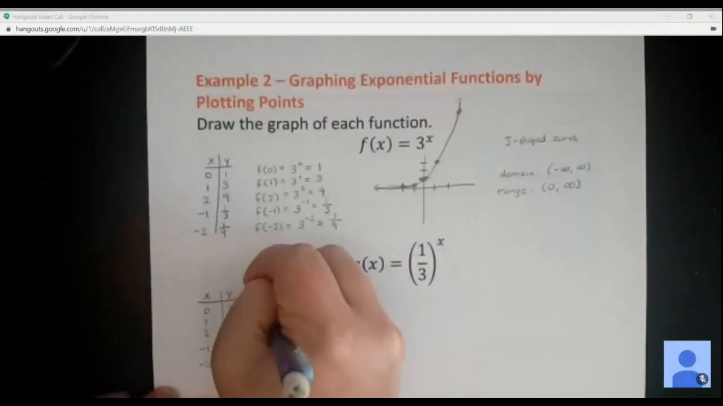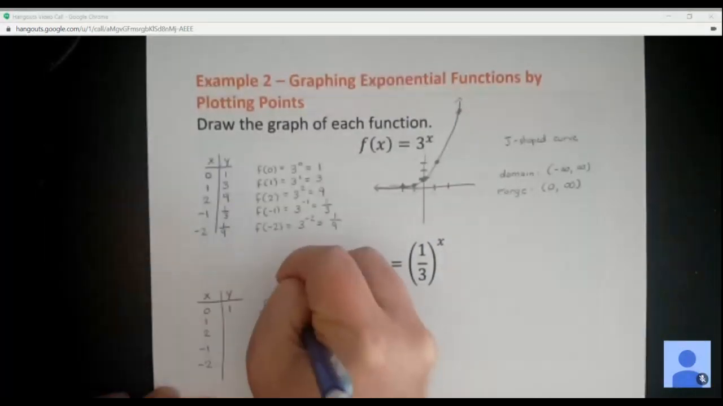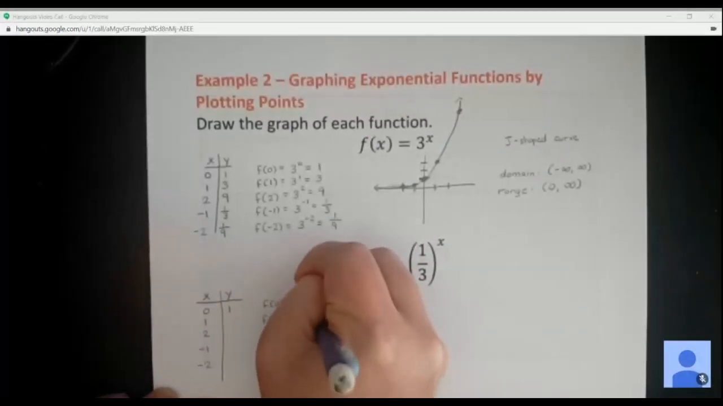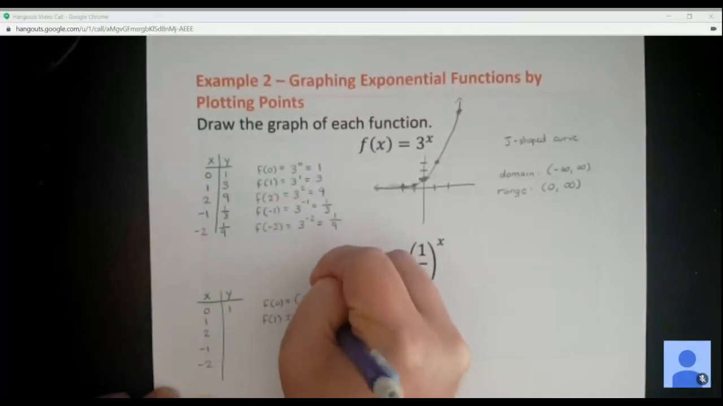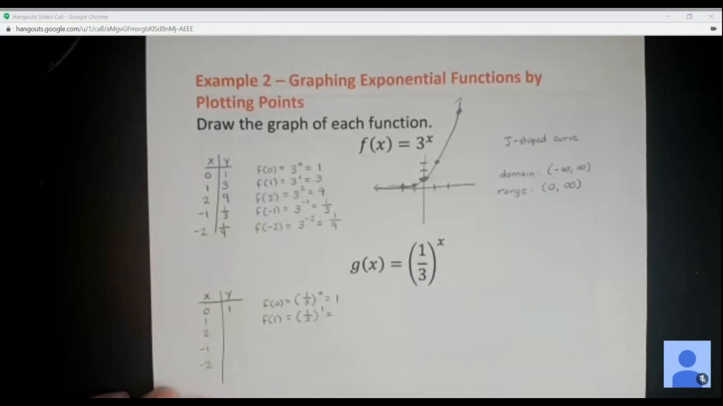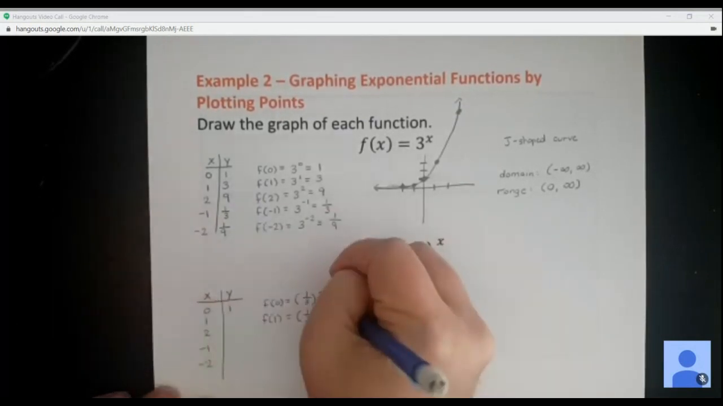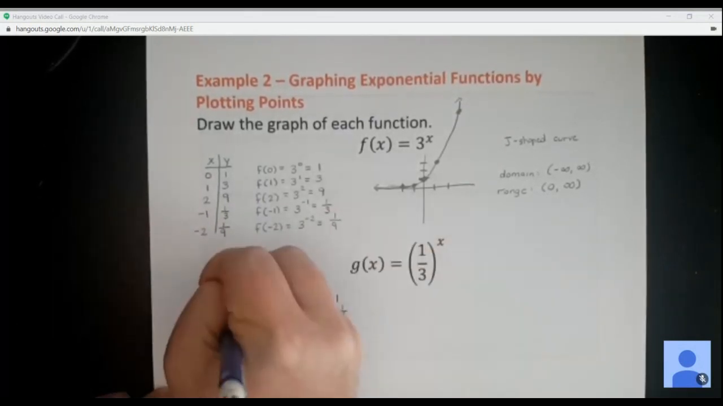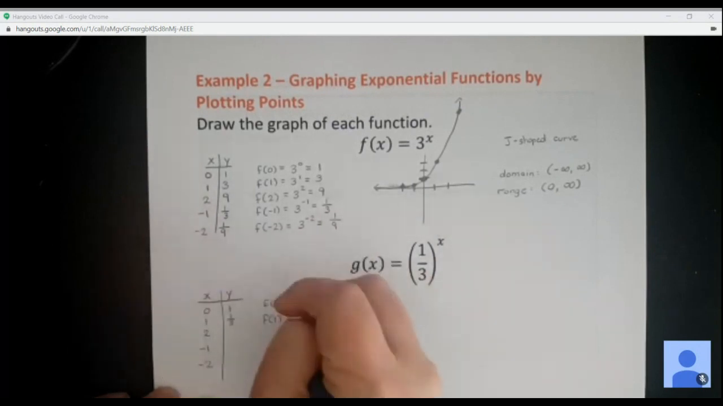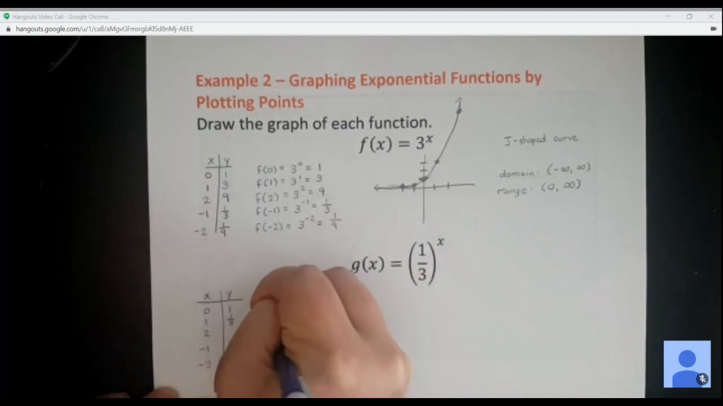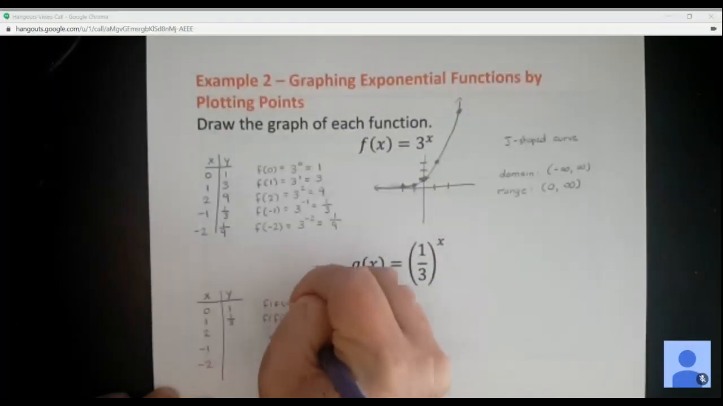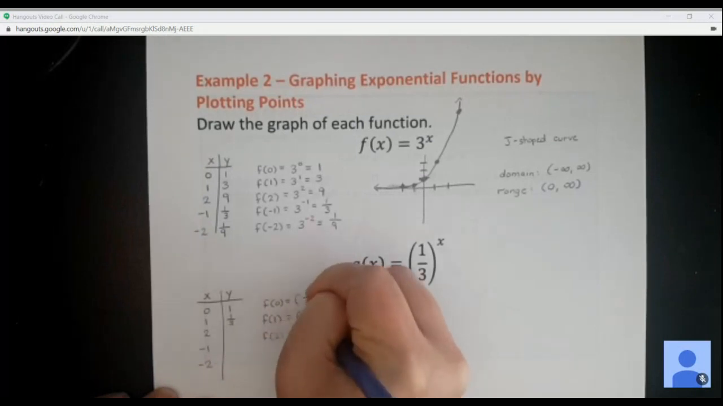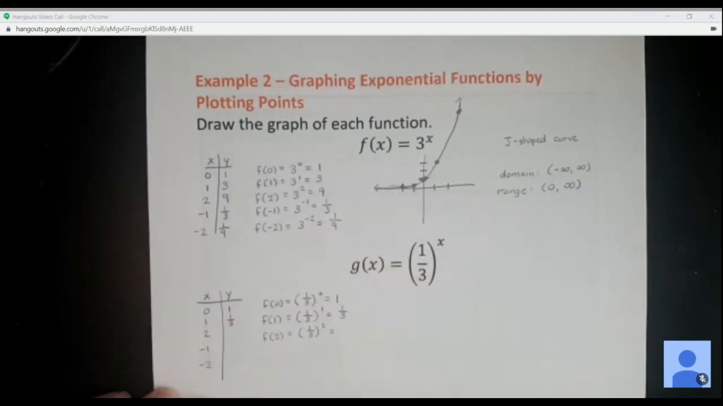Now I'm going to do f of 1. We've got 1/3 to the first power. What should that give us? Good, 1/3. All right. We do f of 2. What will 1/3 squared give us?